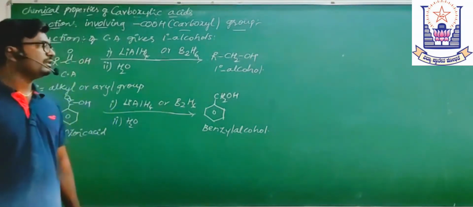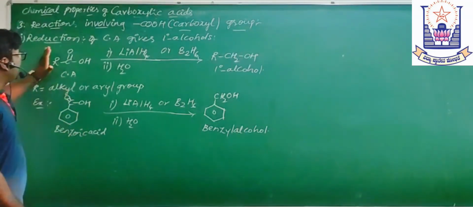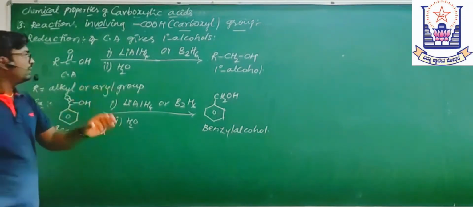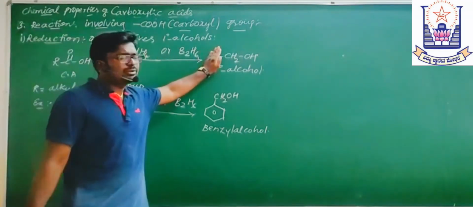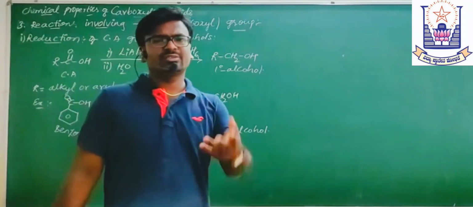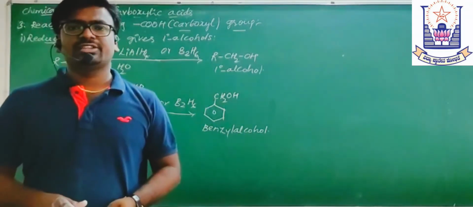You have to solve more number of examples by replacing this R with the alkyl groups. Take CH3 and solve. If you put CH3 here also you get CH3. Ethanoic acid will be converted into ethanol. These are very simple. Next we shall go for decarboxylation.